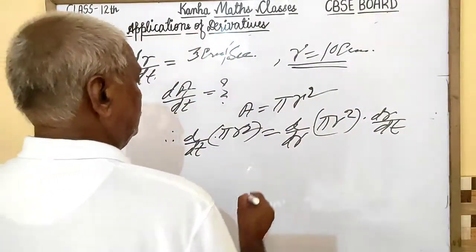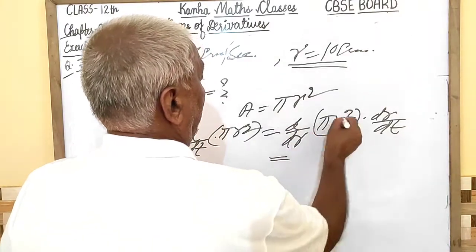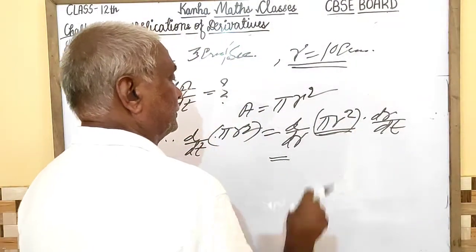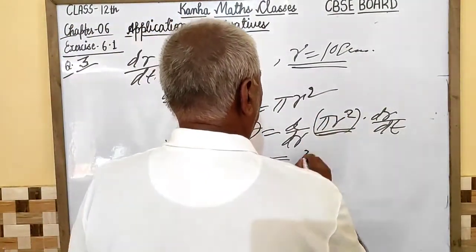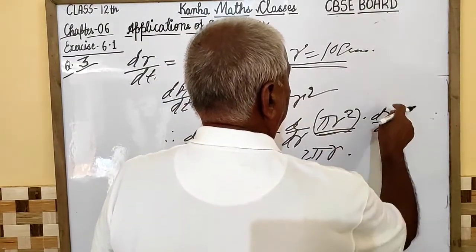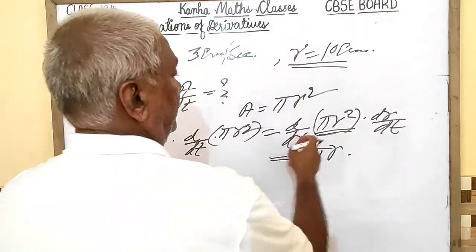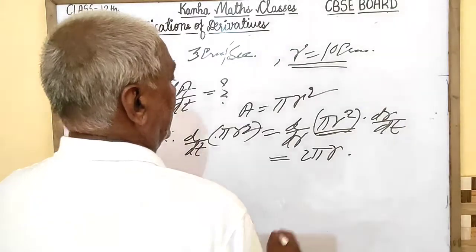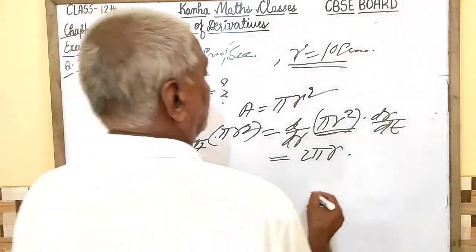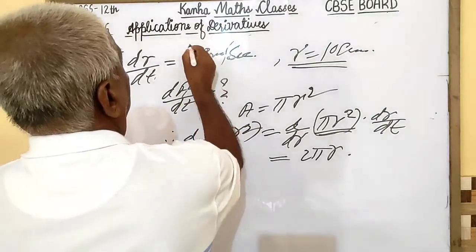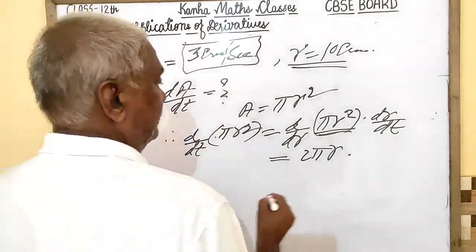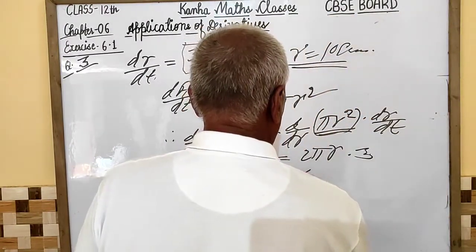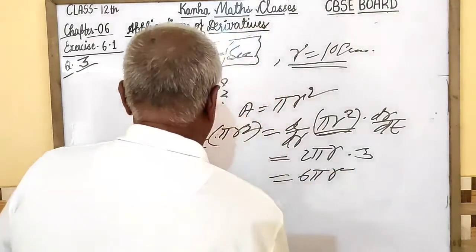Now d dr of pi r square, we have to find out the derivative of pi r square with respect to r. Clearly this will be equal to 2 pi r and dr by dt. By chain rule dr will be cut, hence this will become d dt of pi r square, 2 pi r into dr by dt. Already it's given 3 centimeter per second, 3 into 2 is 6, 6 pi r.